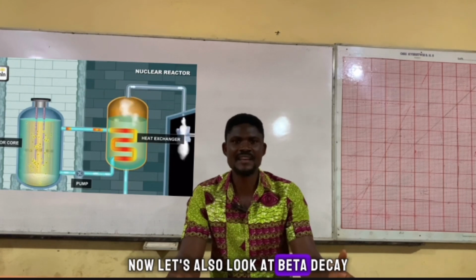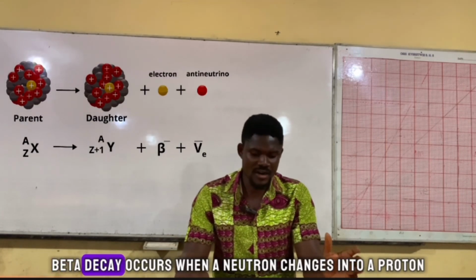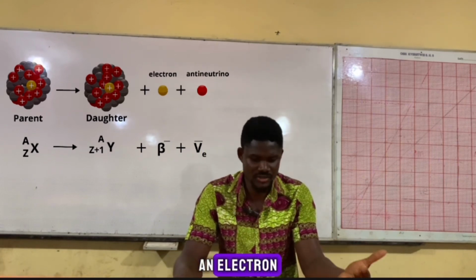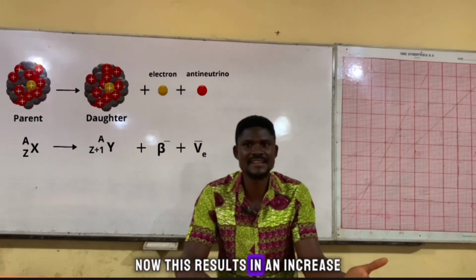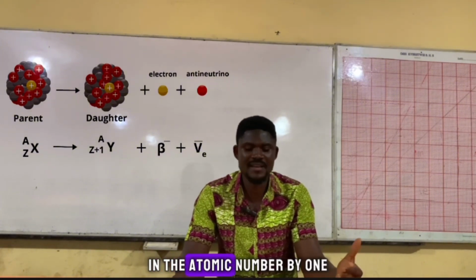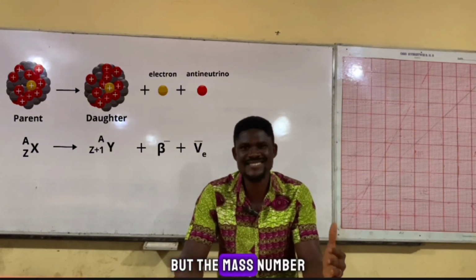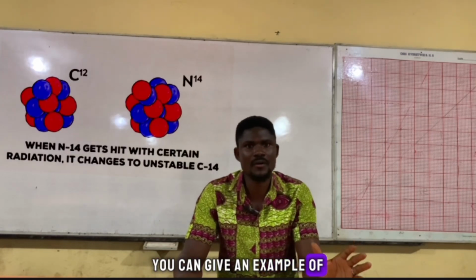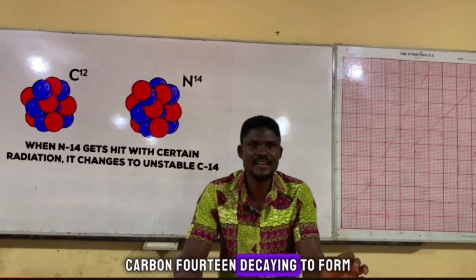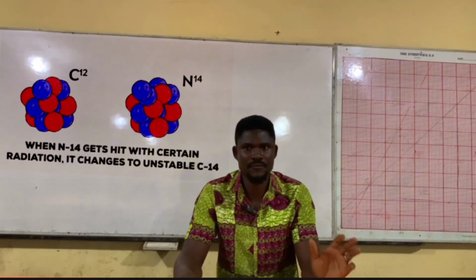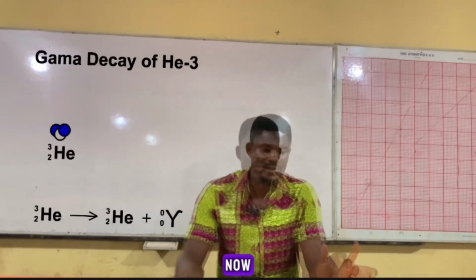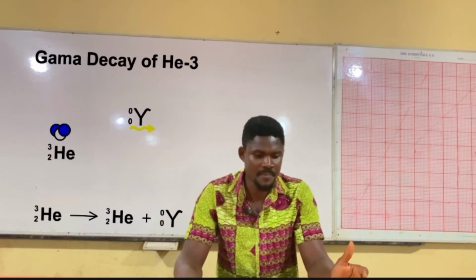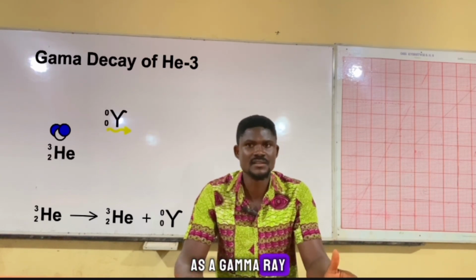Now, let's also look at beta decay. Beta decay occurs when a neutron changes into a proton and emits an electron. This results in an increase in the atomic number by 1, but the mass number remains the same. You can give an example of carbon-14 decaying to form nitrogen-14. Now, gamma decay occurs when the nucleus releases excess energy as a gamma ray.